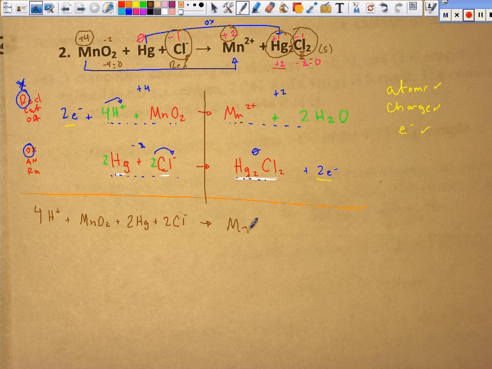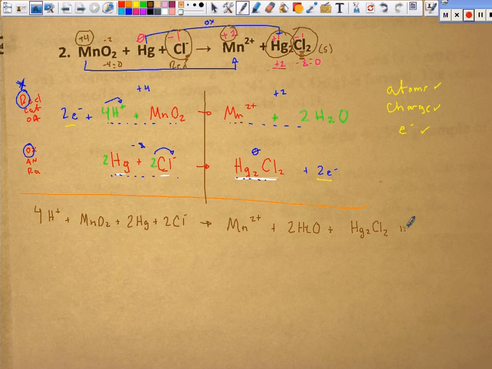If you notice, really the only thing that changed from the original equation to the final equation is the hydrogen ion and the water, and this is simply because you're in an acidic solution. And what does a solution mean? You've got to have water. Since it's acidic, you've got to have the hydrogen ion. So that is that problem right there. Okay, so I'm going to move on to the other side.